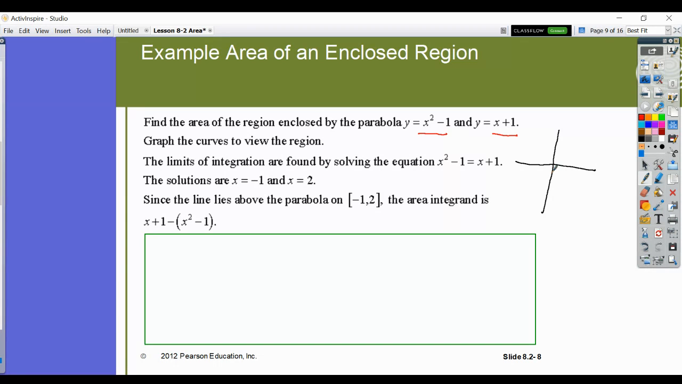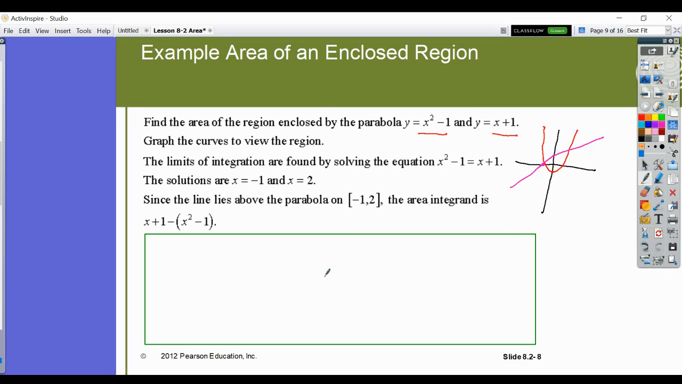So x squared minus 1 would be a parabola that starts at -1. And the line x plus 1 starts at 1 and has a slope of 1. Whoops, I kind of missed there, but that should go through the same point down there on the bottom, or I should say at -1, 0.